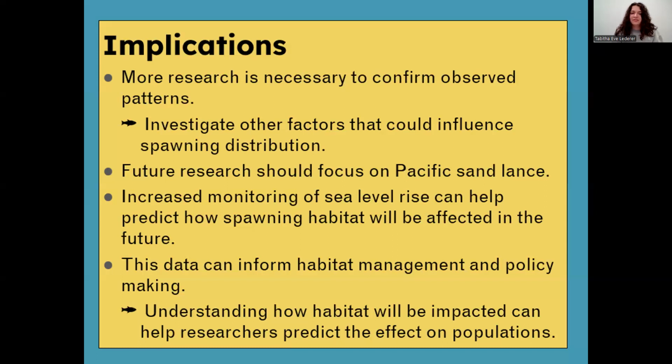Then this data can be used to predict how forage fish populations, as well as other species in the ecosystem that depend on them, will be affected, and then that information can be used to help inform habitat management and policy decisions.